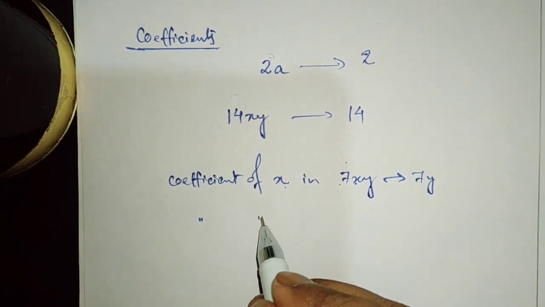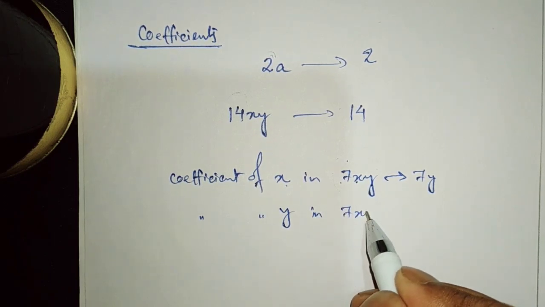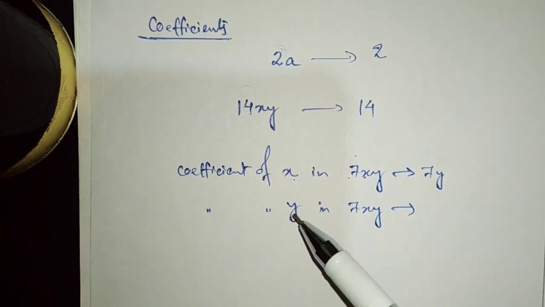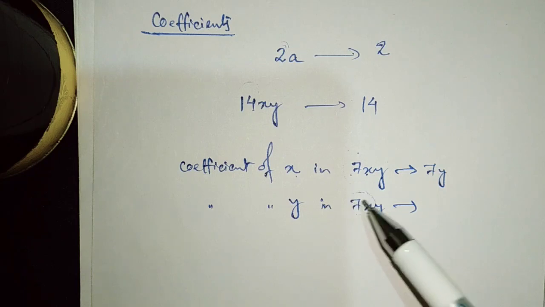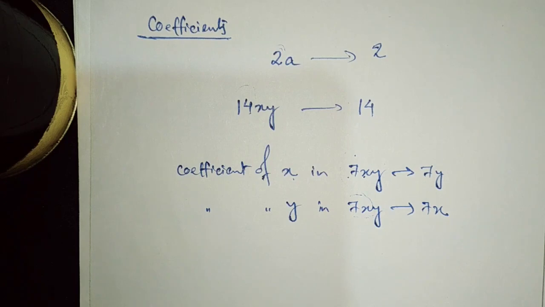Same thing, coefficient of y in 7xy. What will be the coefficient of y? We have to see what is multiplied with y here as a whole. With y we can see that 7x is multiplied. So 7x will be the coefficient. Okay.